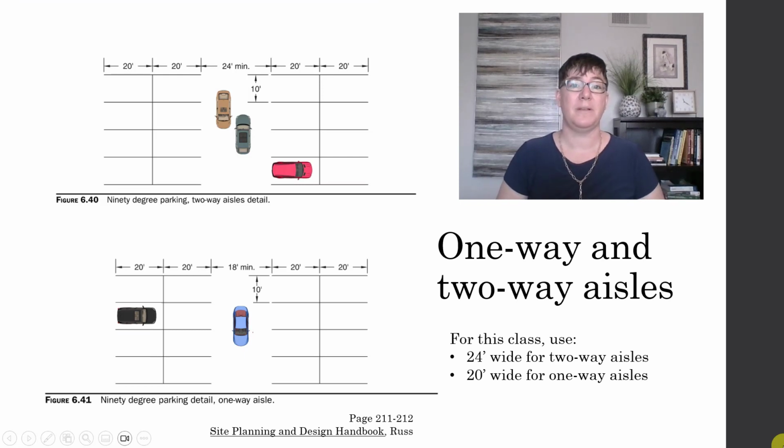So let's look more specific at those drive aisles, starting with one-way and two-way aisles. Here's an illustration. This is a two-way aisle. It's 24 feet minimum, and cars are going in both directions in order to access the parking spaces, as opposed to a one-way aisle in which cars are only going in one direction. This illustration gives an 18-foot minimum width. I think that is really narrow, and would prefer that you use a 20-foot width for this class.